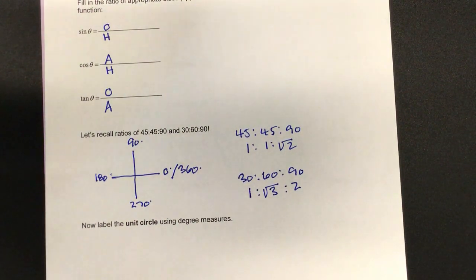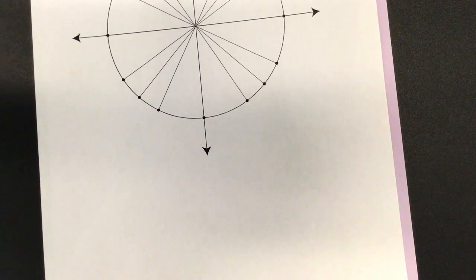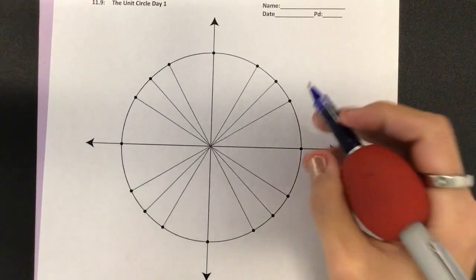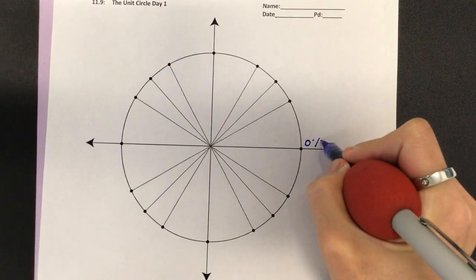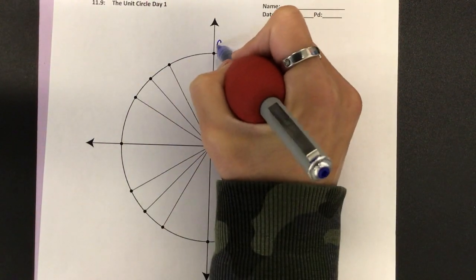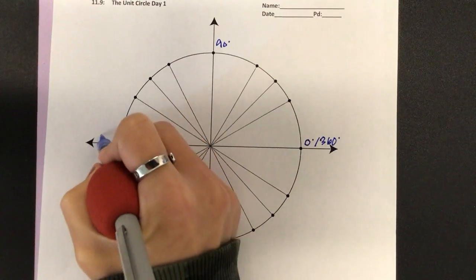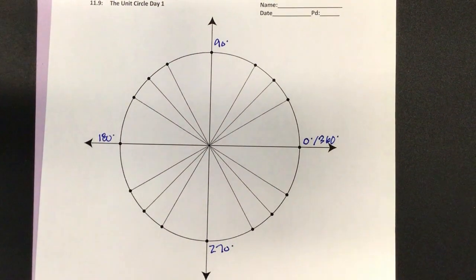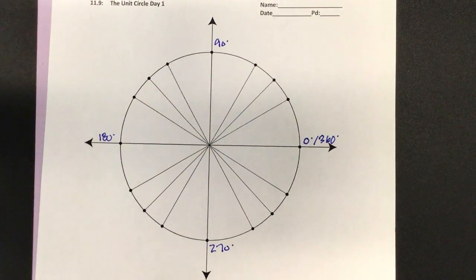So with that said, go ahead and turn to your unit circle. Let's fill in what we can. On our unit circle, let's put our angle measurements. I'm going to write 0 over here and 360 over here. Then I'm going to put 90 up here, and then 180 to the left, 270 on the bottom. Everyone good with that? Okay?